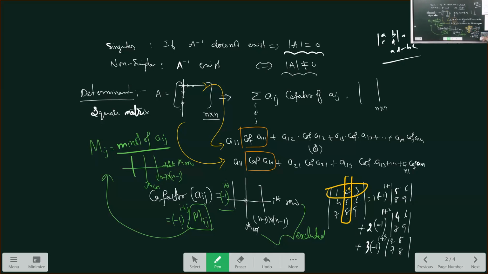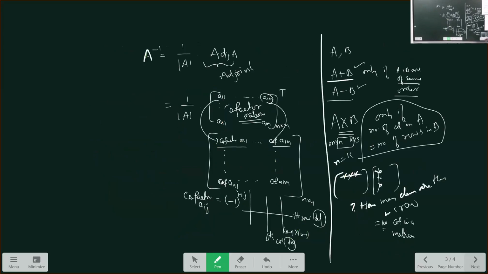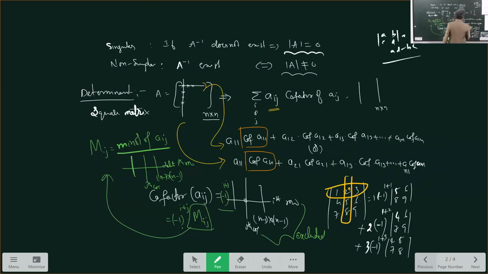This is clear? So that is why it can be expanded by any row or any column. You can choose any i or any j, but fix it: either expand by a row or expand by a column. So if you want, I can write it over there, so I am expanding this.